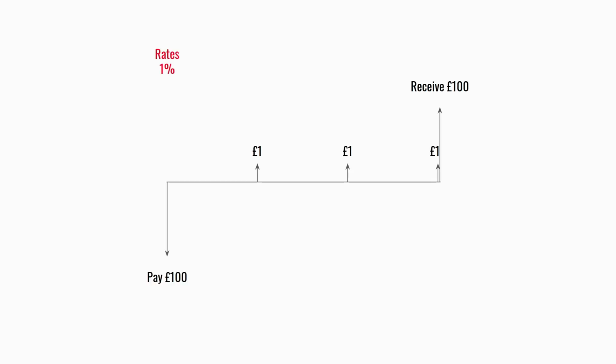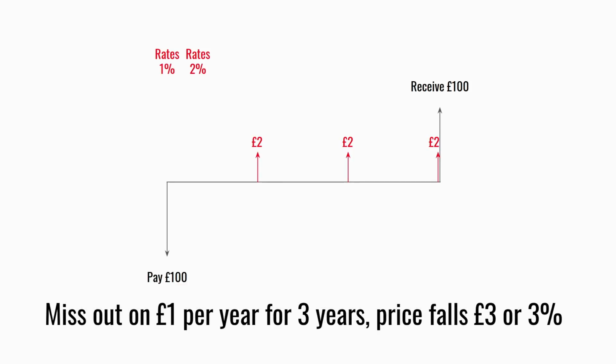Now, when the bond was issued, the cost of borrowing for the government over a 3-year period was 1%. So it was absolutely fair that the coupon should also be 1%. But what happens if just after we buy the bond, rates suddenly spike up to 2%? Well, suddenly that doesn't seem fair. We're losing out on £1 per year for 3 years. And that means that the price of the bond will fall by £3 or 3%.